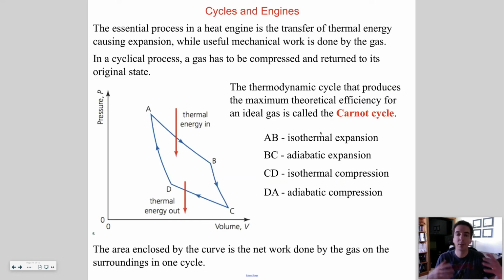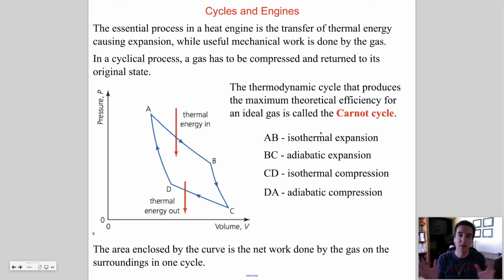Where this applies in engineering is in the Carnot cycle, cycles and engines. In a heat engine, the transfer of thermal energy causes expansion, while useful mechanical work is done by the gas. In an internal combustion engine, you burn the fuel, the gas expands, and it pushes a piston, and then you've got that motion. Obviously you'd have a terrible engine if that just happened once and your car stops. It has to be a cyclic process.